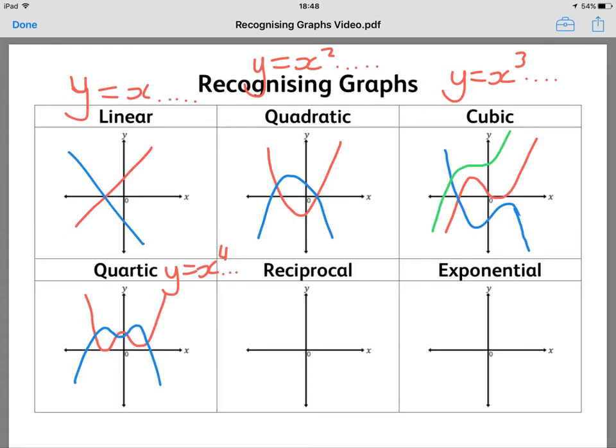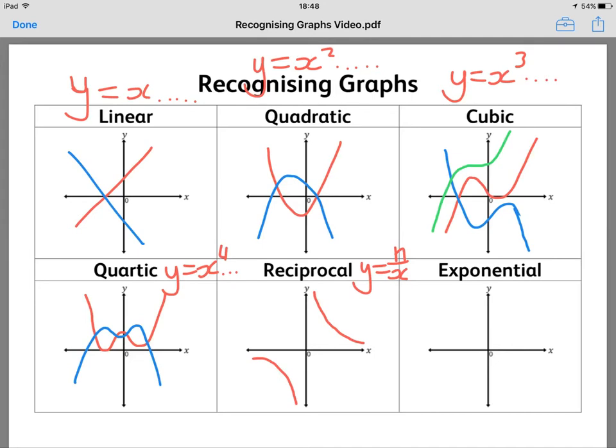Now then, reciprocal graphs. That is where you get something like y equals 1 over x, or n over x, a number over x. Because you can't divide by 0, they have what's known as asymptotes. So this is a positive one. Now the graph gets closer and closer to both axes, without actually getting there, and that's partly because you can't divide by 0, and if you divide by anything that isn't 0, you can't get 0, if you know what I mean.